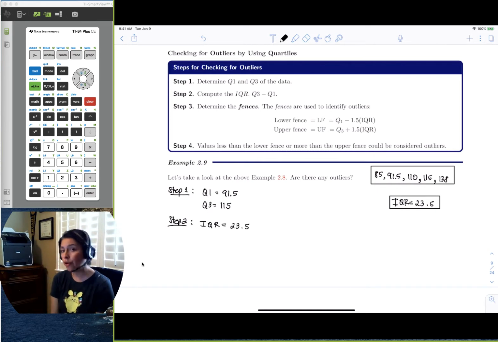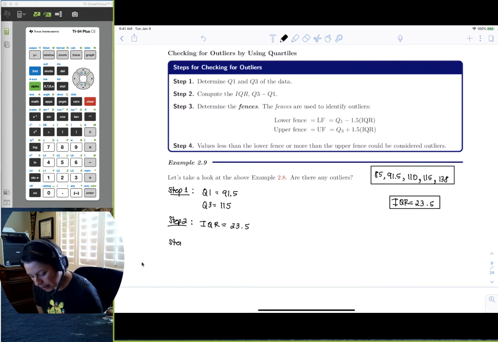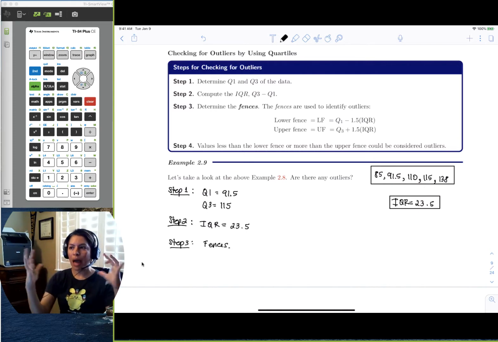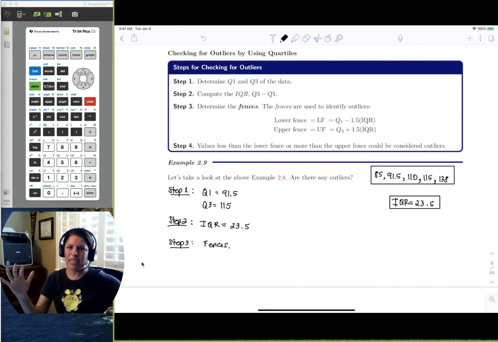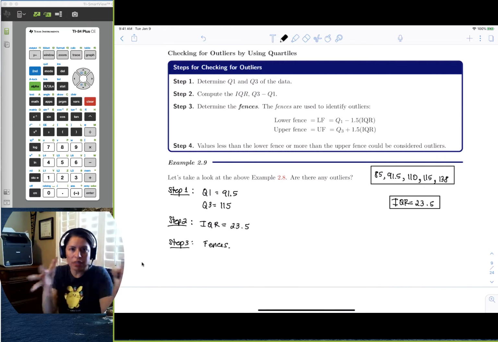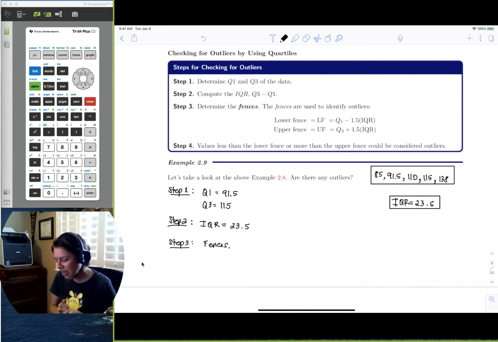Recall that these are pounds of weight of models from that model agency, right? And step 3 is determining the fences. Essentially, the fences are like the bounds. We're saying if anything is outside of the lower fence, like over here, it's an outlier, and if anything is outside this upper fence here, that's an outlier. We want to make sure all the data is within the fences. It's like letting the sheep out of the gates, we just keep them all here.